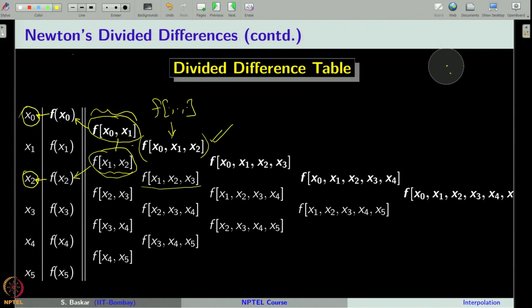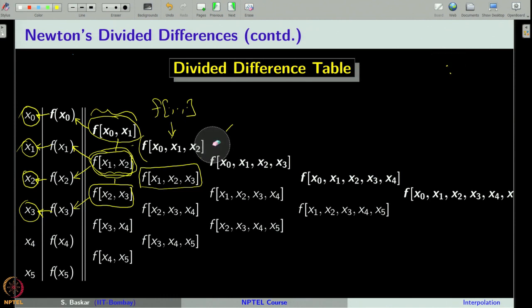Similarly, how will you get this value? It is f of x 2 comma x 3 minus f of x 1 comma x 2. Then you go diagonally downwards and then diagonally upwards and pick up this value and this value, divided by x 3 minus x 1. So, this is how you will compute the second order divided difference.